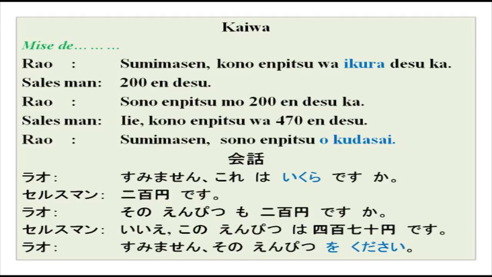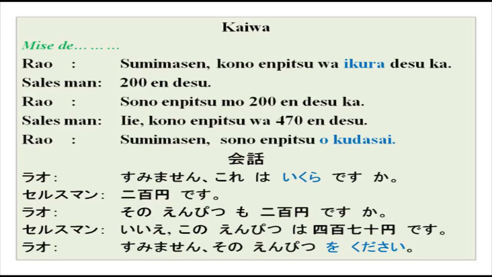Well, this is a small conversation between Rao-san and a salesman again, as he is again at a shop. Now this time it's a stationery shop. So the conversation is, Sumimasen, kono enpitsu wa ikura desu ka? 200 yen desu. Sono enpitsu mo 200 yen desu ka? Iie, kono enpitsu wa 470 yen desu. Sumimasen, sono enpitsu wo kudasai.